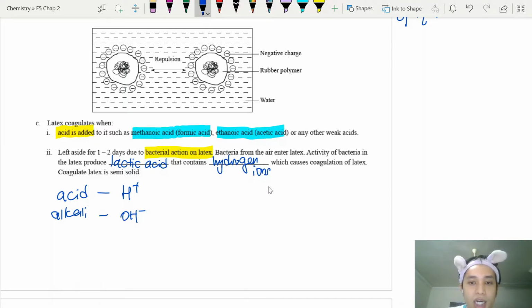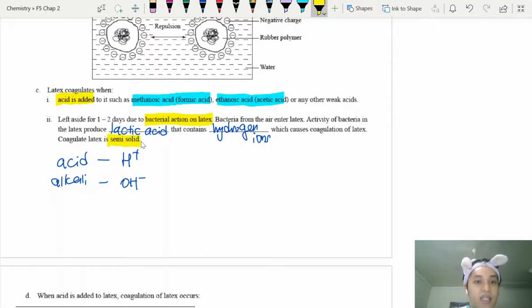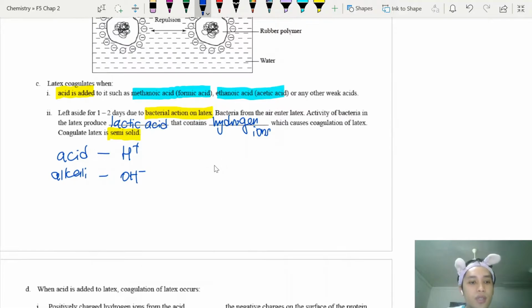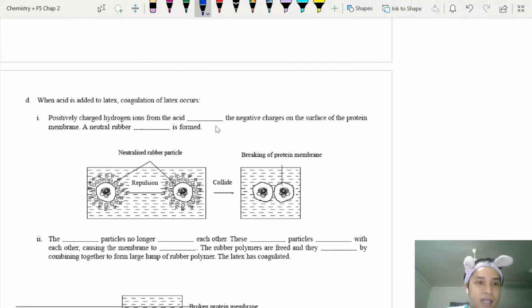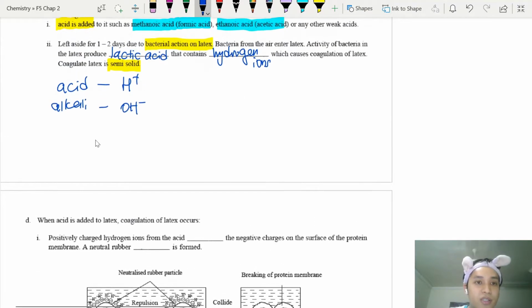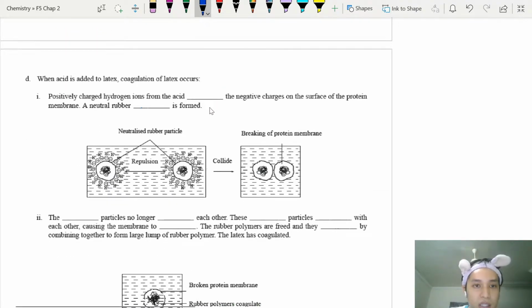So basically the hydrogen ions will neutralize the charge outside of the rubber molecule, hence allowing the polymer to coagulate. So you will get a semi-solid latex, meaning it's still going to be slightly watery. So this is the explanation that I just mentioned just now, of why we put acid in. After you put the acid in, the hydrogen ions will neutralize the negative charge.